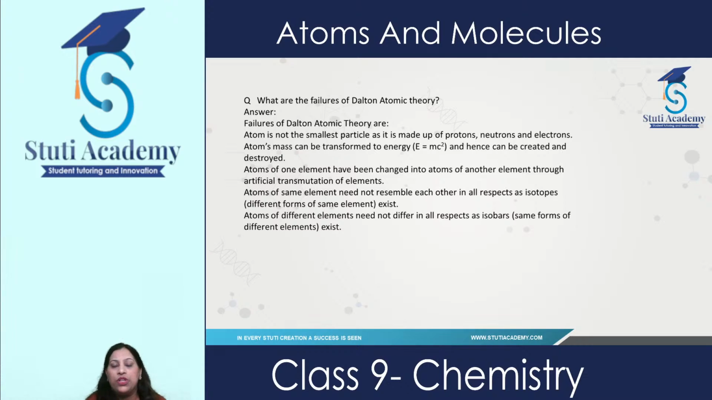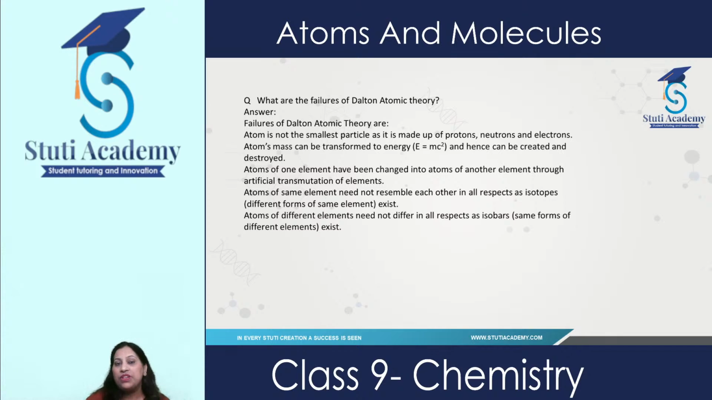Now, the next question that can come in the exam is, what are the failures of Dalton's atomic theory? Here you need to write its limitations. As we have discussed earlier also, there were some flaws in Dalton's atomic theory. So those flaws are the limitations or the failures of Dalton's atomic theory. Let's see what those failures are. He said the atom is the smallest particle, but the atom is not the smallest particle, although subatomic particles are also present in it in the form of protons, electrons, and neutrons. So this is the first limitation or failure of Dalton's atomic theory.